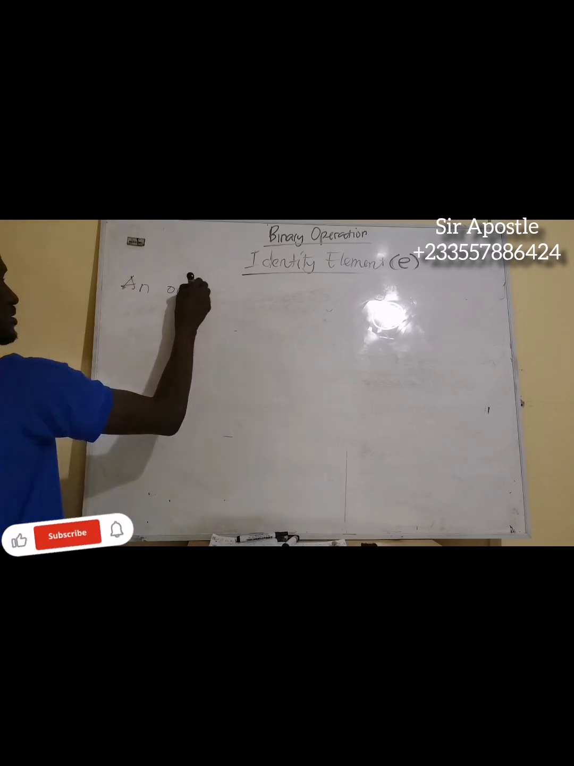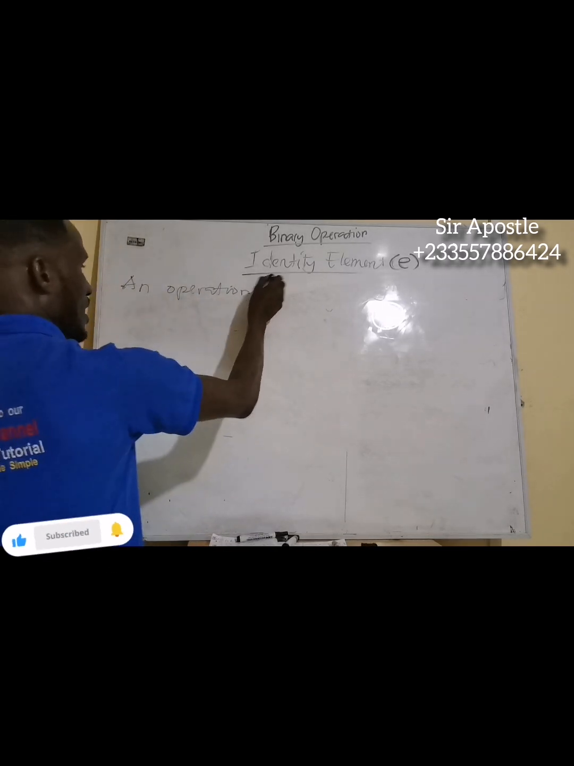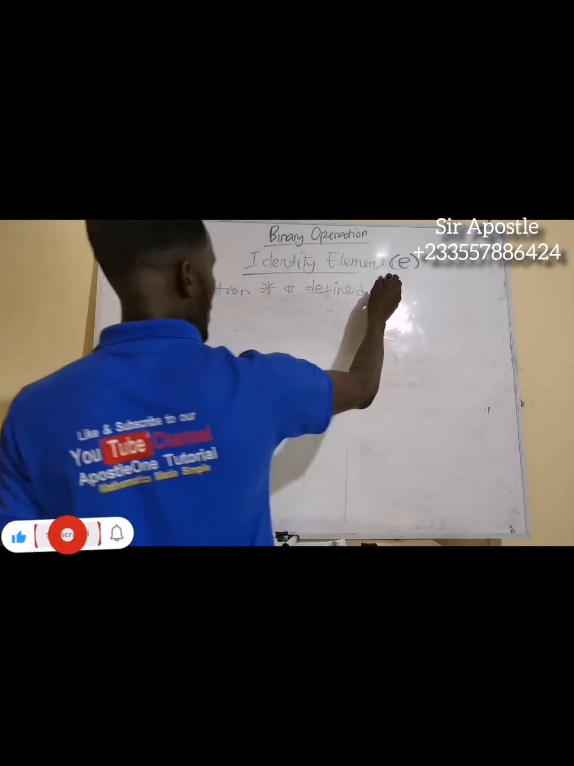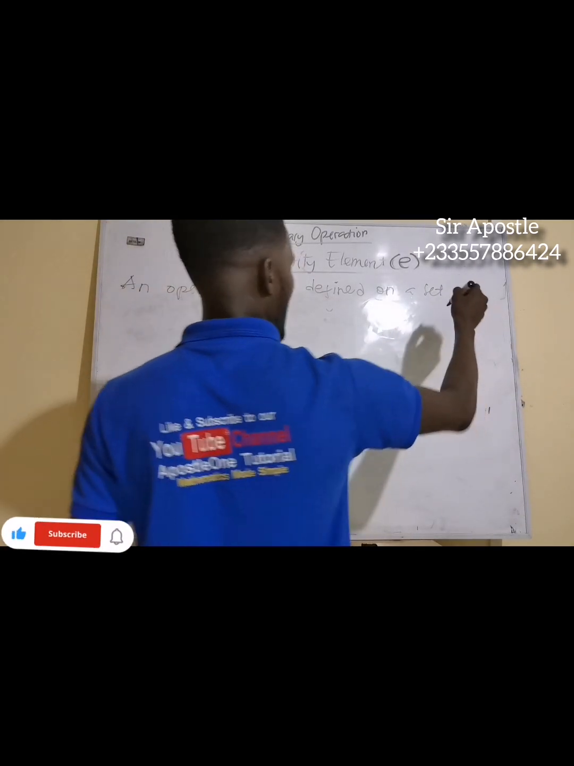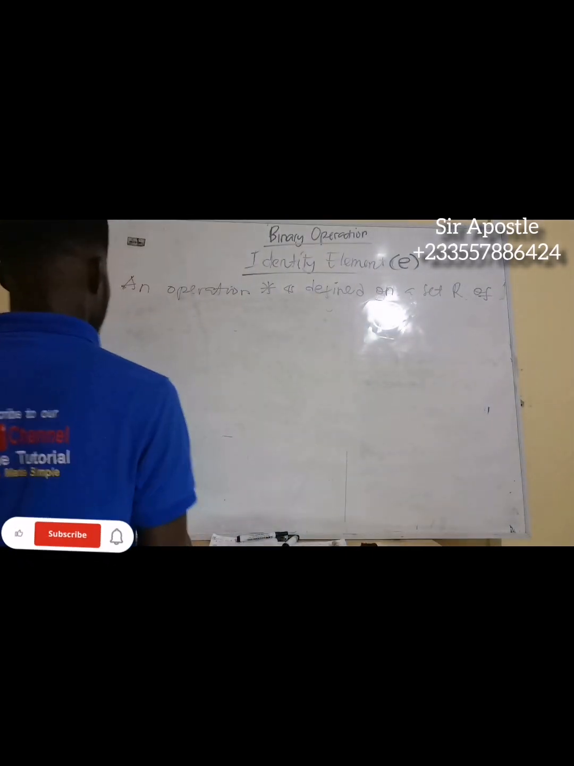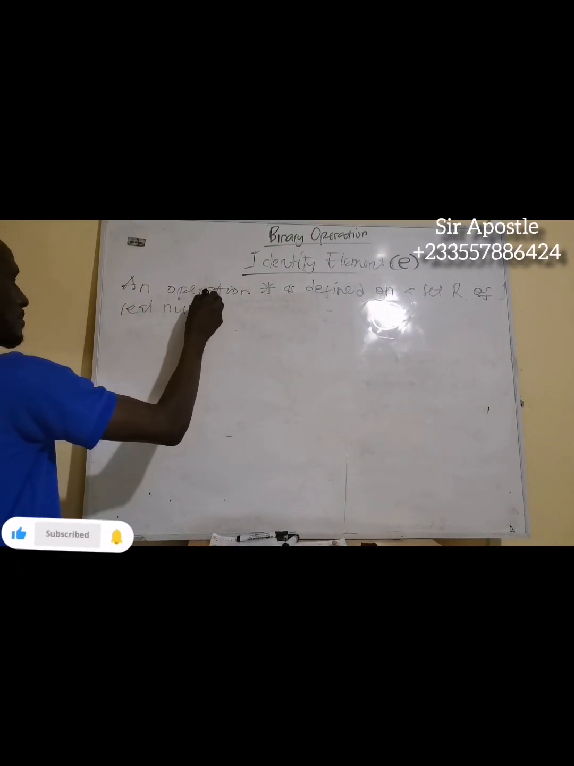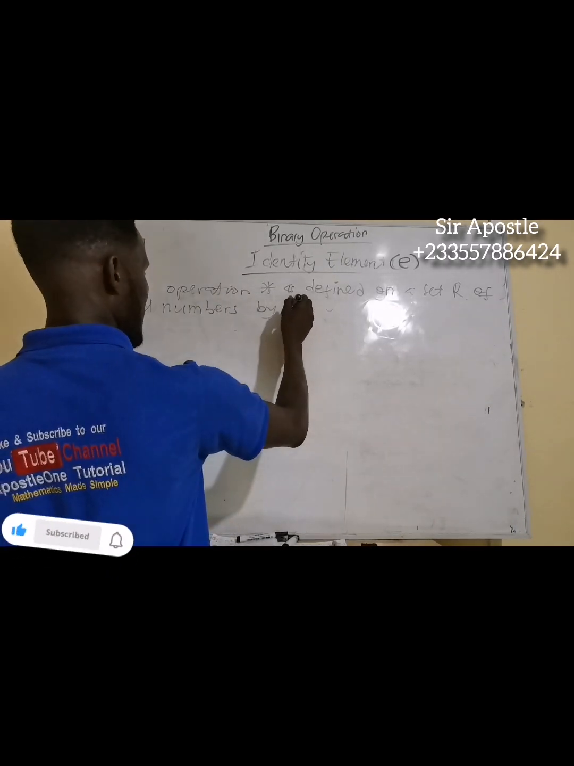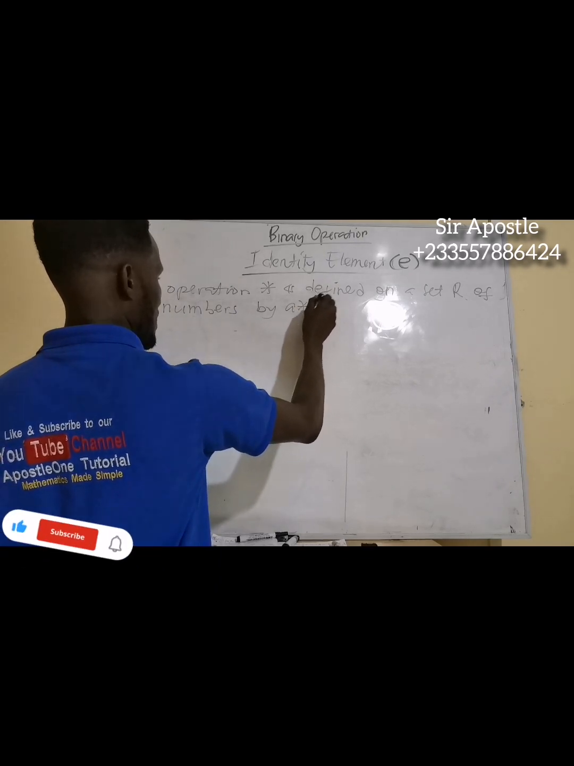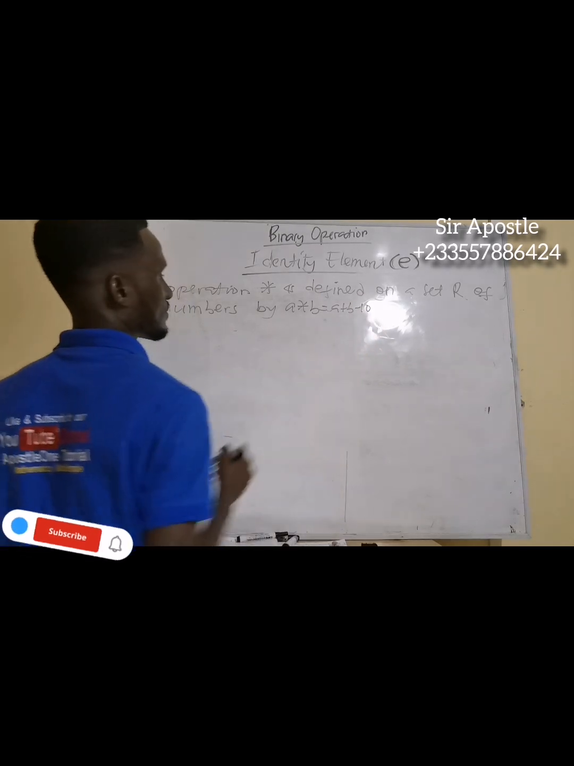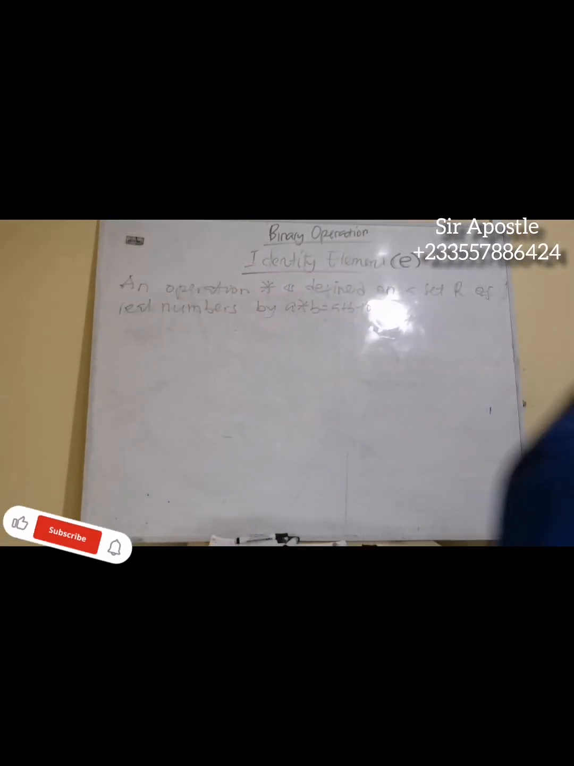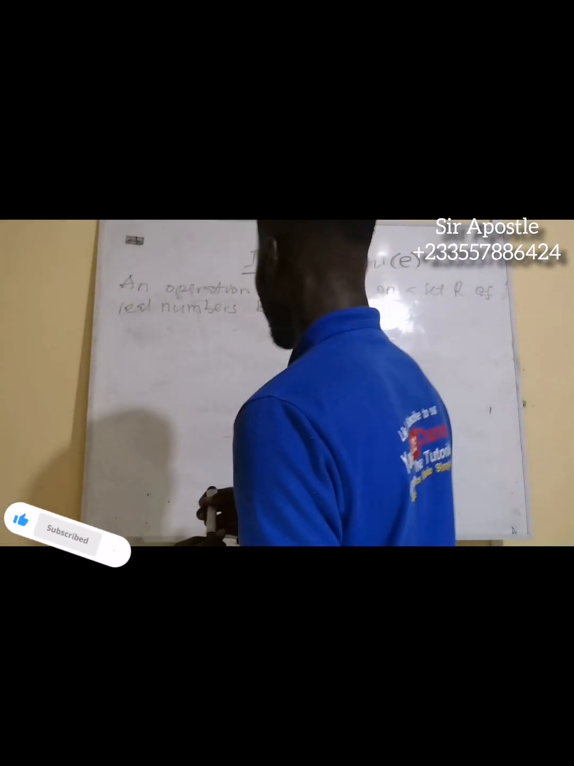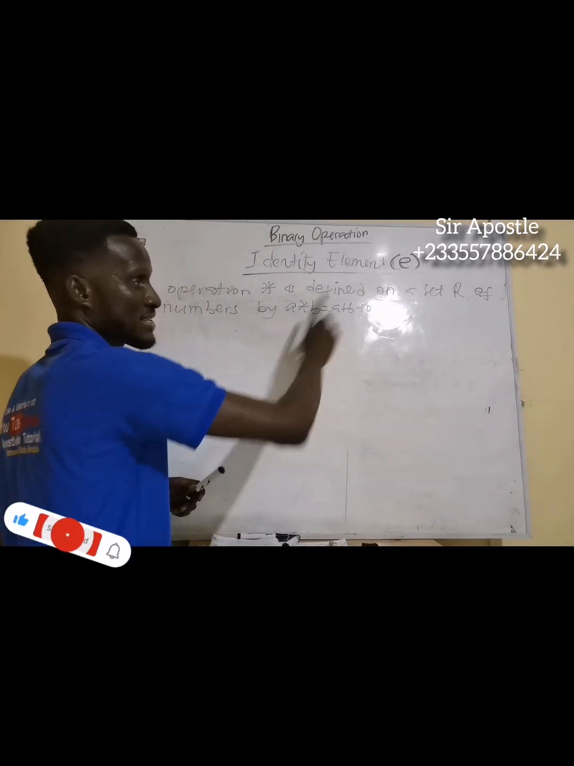Now, an operation, as star, is defined on the set R of real numbers by, let's say, A operation B gives me A plus B minus 10. Is this place clear? A plus B minus 10. So here A operation B is equal to A plus B minus 10.